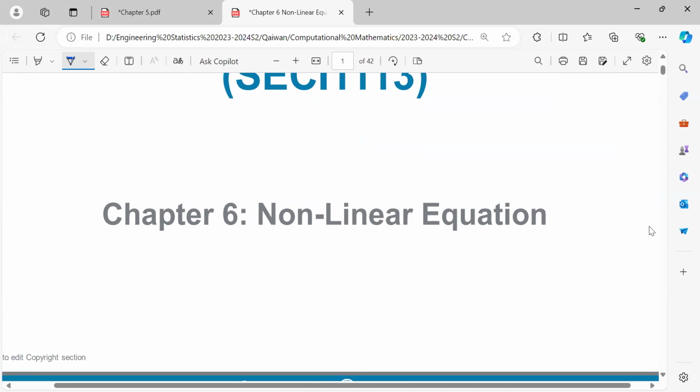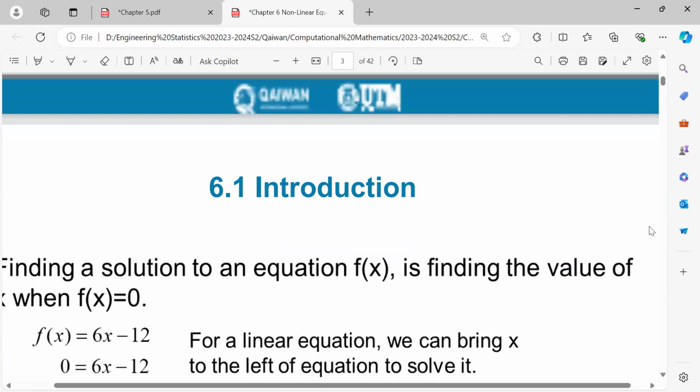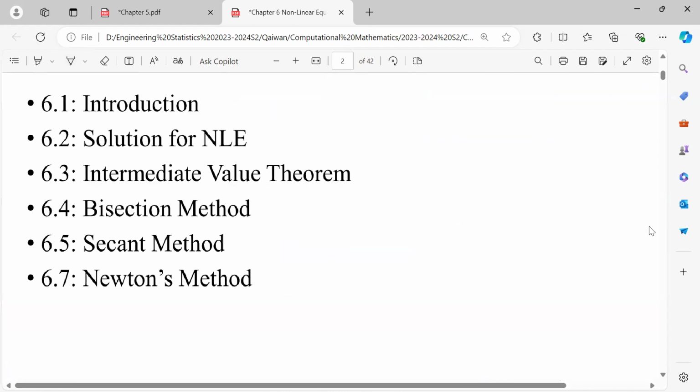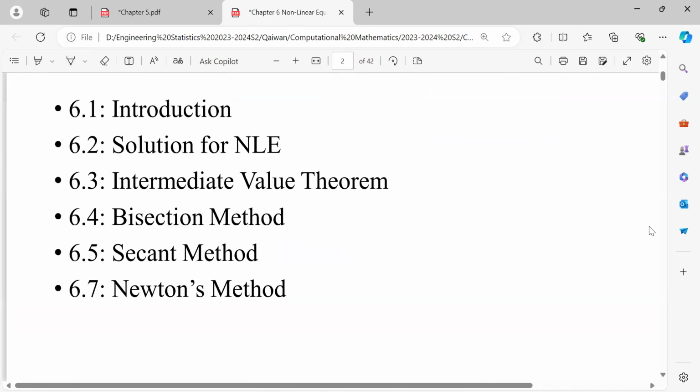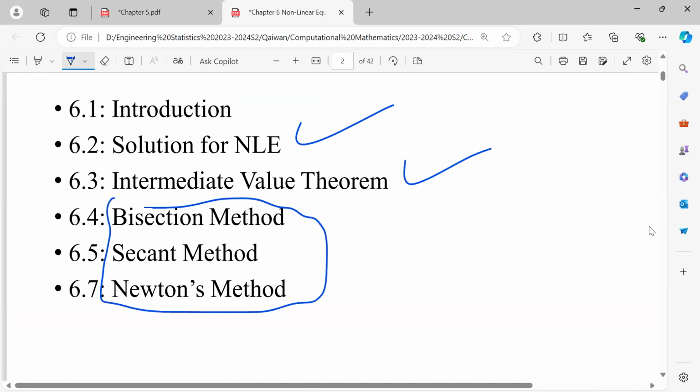Here, if we have, let's say, it's written here, I think. That's all we talk about here. Solution for nonlinear equations, then the intermediate value theorem, IVT, which you all have studied in high school. Then we have these 3 methods for solving nonlinear equations, which are the bisection method, secant method, and Newton-Raphson method.